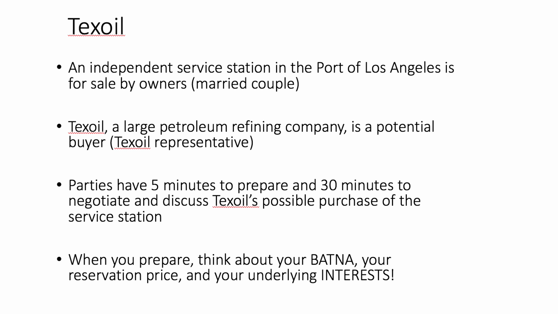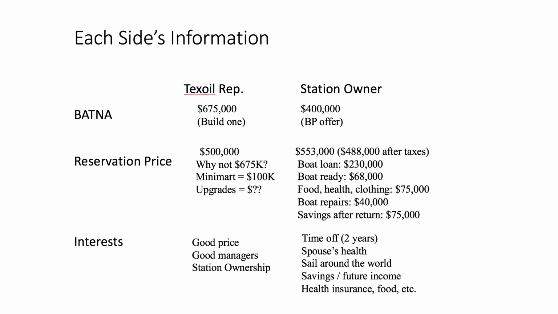Finally, the last negotiation that we worked through. We had two more negotiations, right? Well, the second last negotiation that we worked through was Tax Oil. You'll remember that Tax Oil was about buying a gas station. Some of the elements of Tax Oil are on this slide, where I've outlined for you the BATNA, the reservation price, and the interests of all the parties.